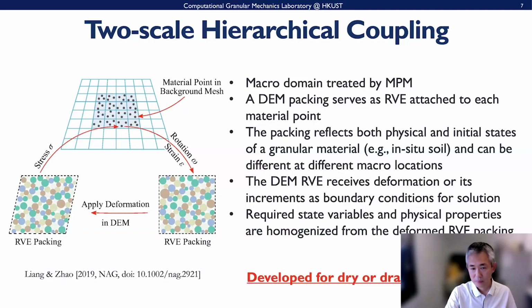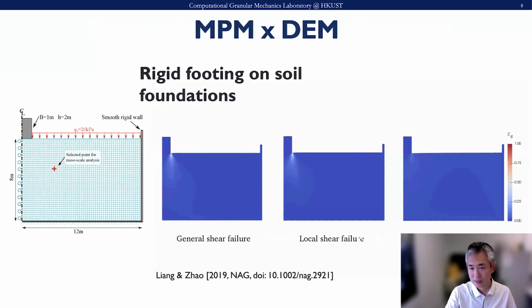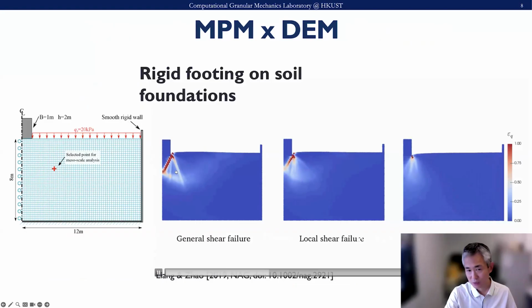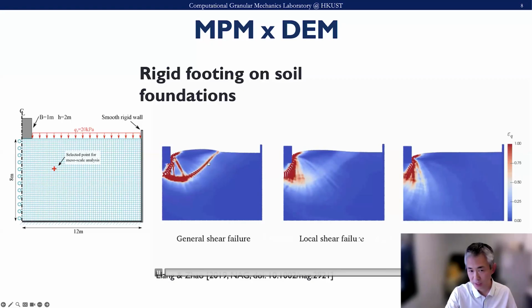And so again we have this capability, but I want to show a couple of examples. The first example would be the rigid footing. For the rigid footing, we look at a similar problem, but now we can change the RVE level to represent a dense soil foundation, a medium dense, or a very loose soil foundation, under the same footing here. For the dense case, we can generate very well-defined general shear failure patterns.